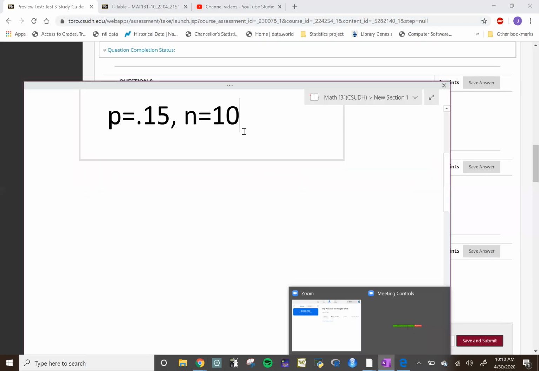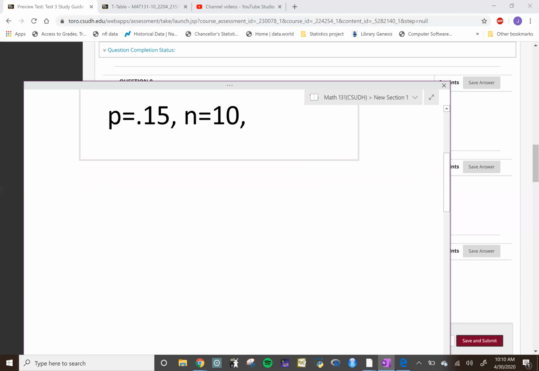So in this one, we want 2 or fewer. So that means X is equal to, well, 2. But we want it to be fewer than 2, which corresponds to 1, and also corresponds to 0.